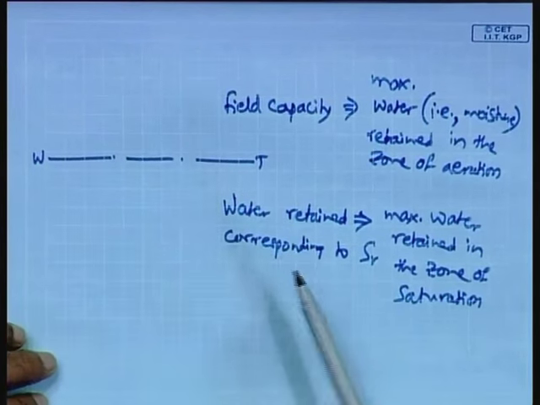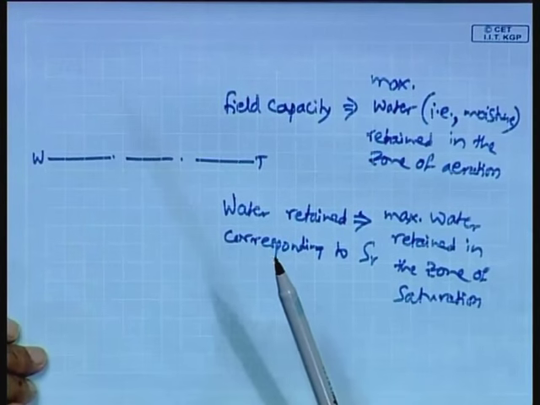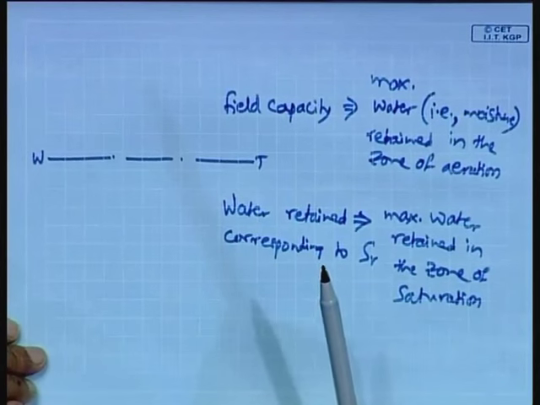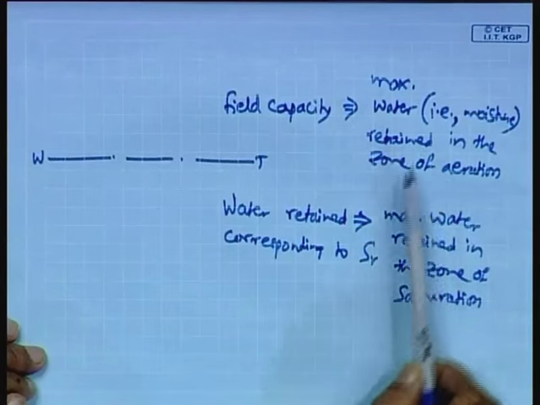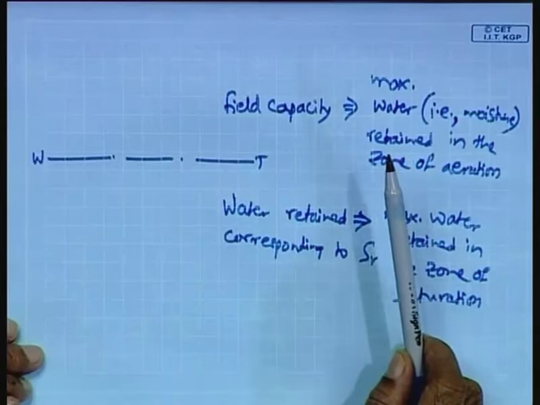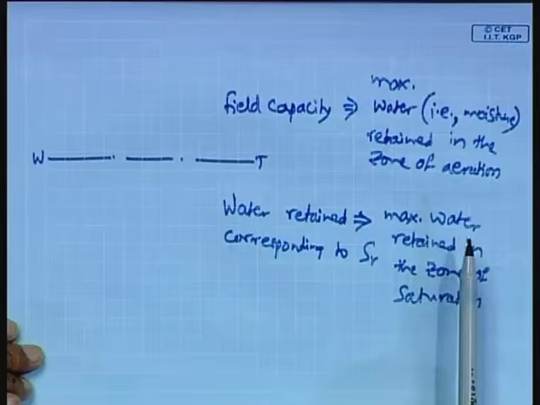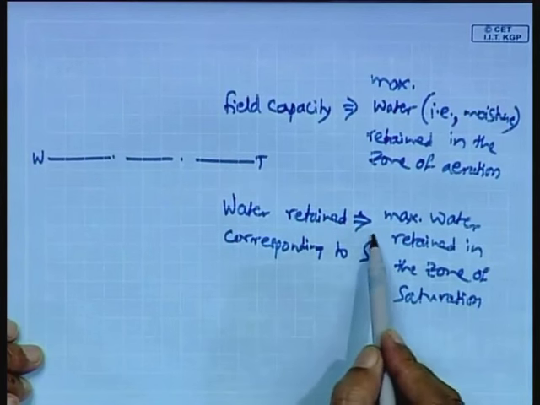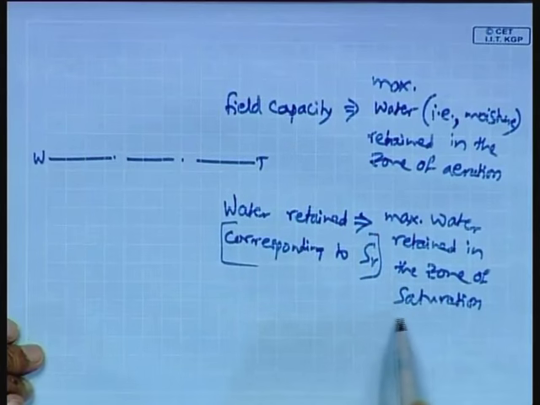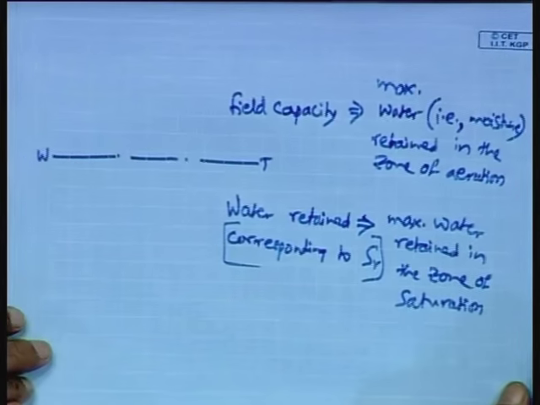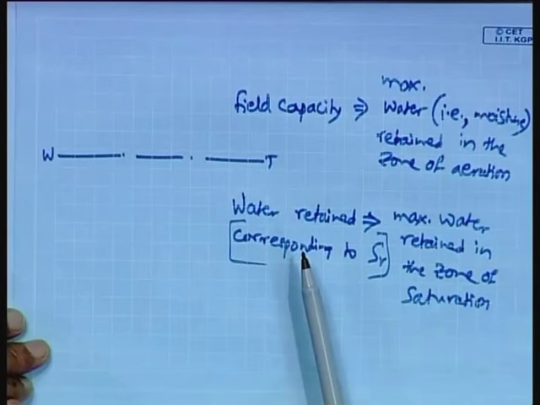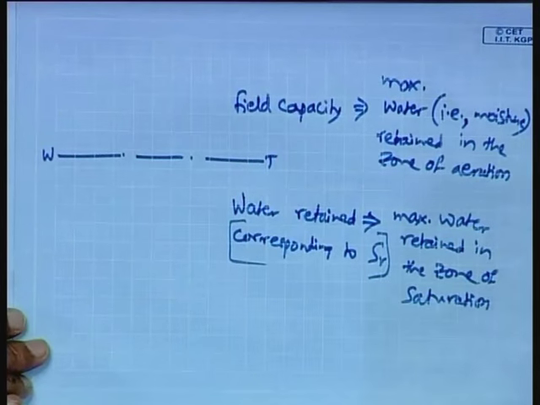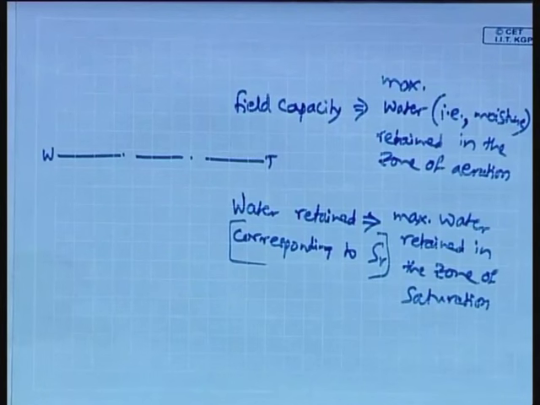Essentially, this field capacity as well as the water retained represent the same kind of water content. While the field capacity represents the maximum water retained in the zone of aeration, wherein all the pores are saturated, the water retained represents the maximum water retained in the zone of saturation. Obviously, this corresponds to SR, and both are against gravity. So, like this, the field capacity as well as water retained represent the water which can be retained to a maximum extent in the zone of aeration as well as the zone of saturation.